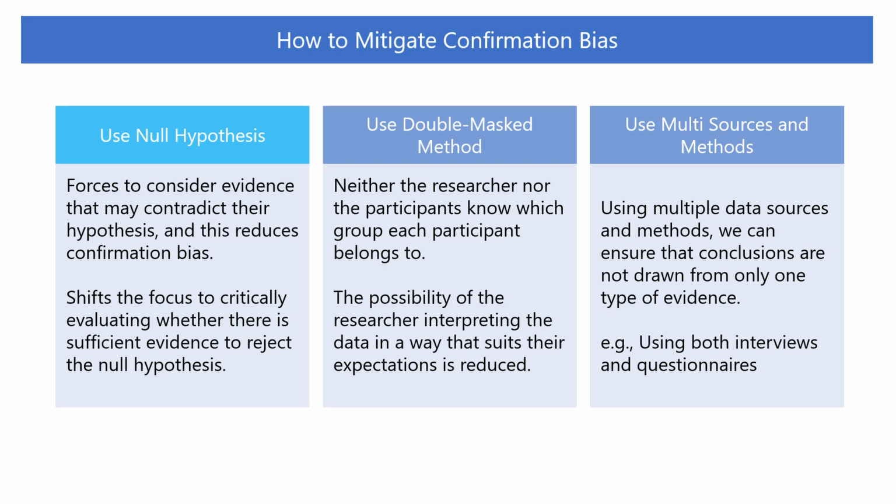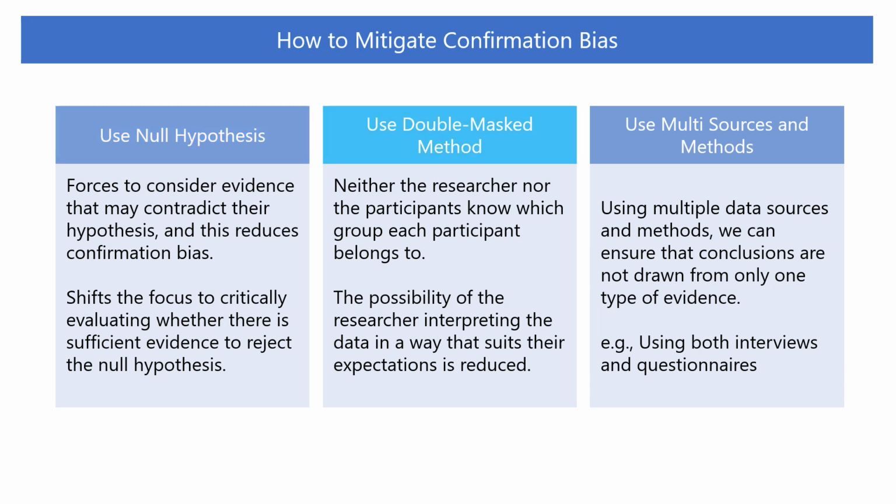By testing the null hypothesis, the researcher is forced to consider evidence that may contradict their hypothesis, and this reduces confirmation bias. In other words, rather than supporting the original theory, the researcher carries out an analysis that rejects the null hypothesis. This shifts the focus from providing endorsement for one's own views to critically evaluating whether there is sufficient evidence to reject a null hypothesis.